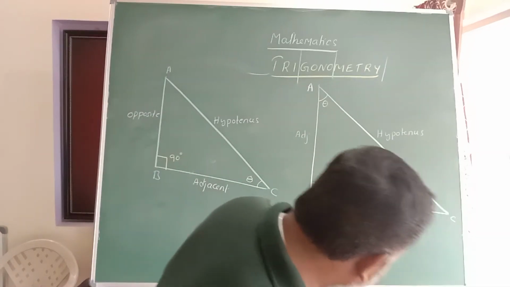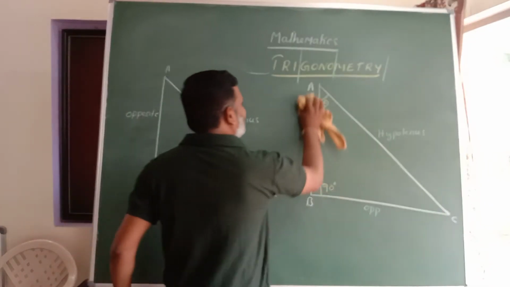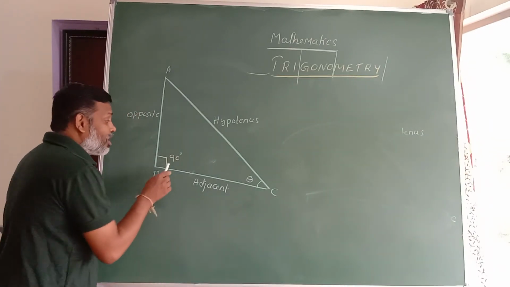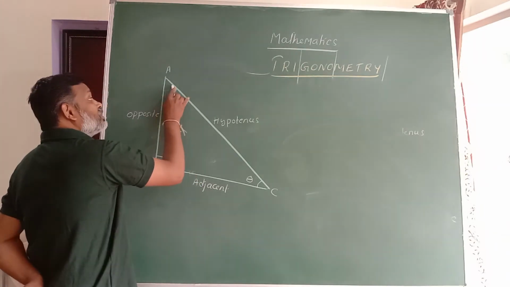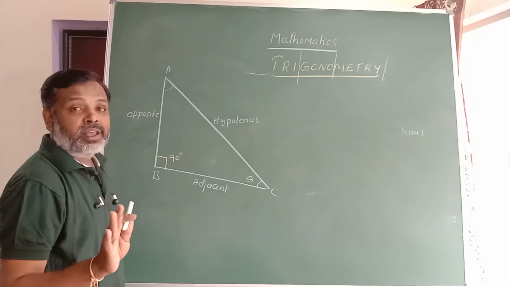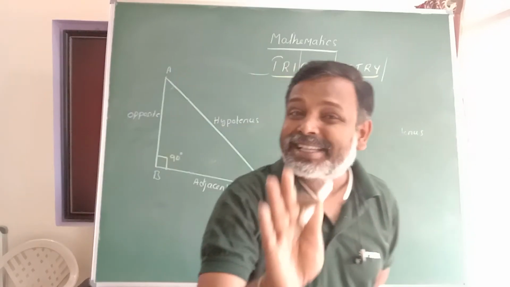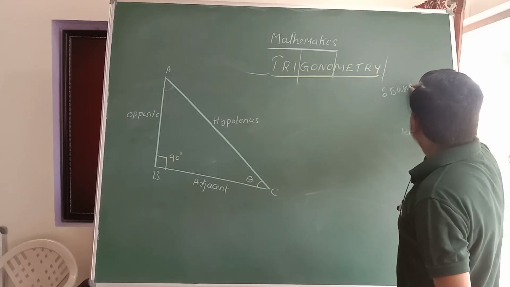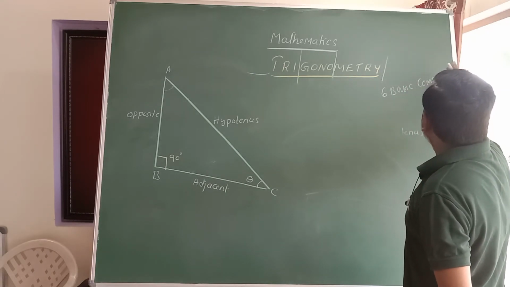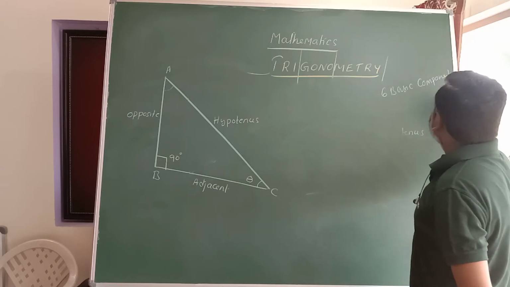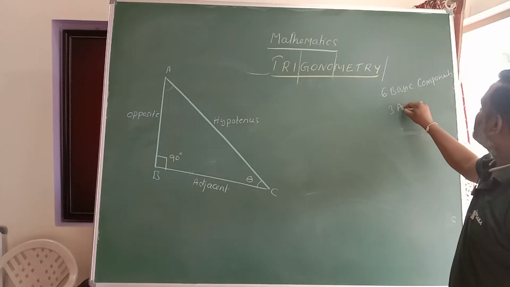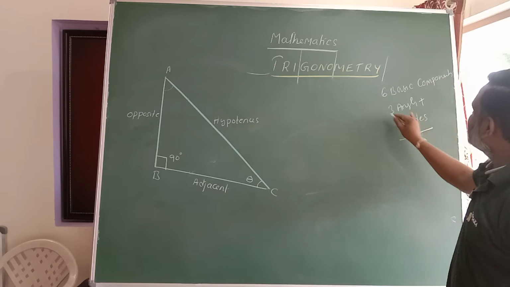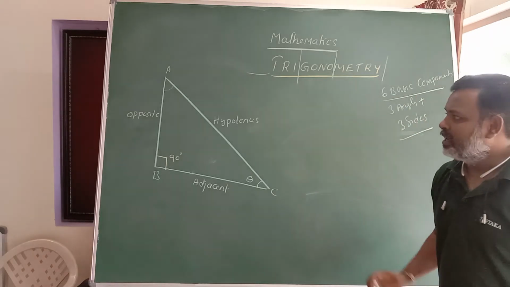Okay, in the same sense, in a right angle triangle we can consider three sides and three angles. One angle is always a right angle, and the other two angles are always acute angles. Therefore, in a triangle we have six basic components. What are the six basic components? Can anybody tell me that? The six basic components are three angles plus three sides. Totally how many components are there? Six basic components of a triangle.